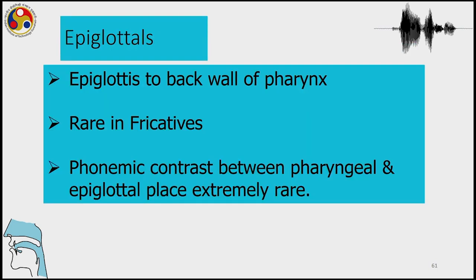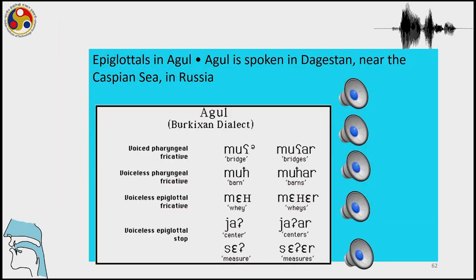Epiglottal. So these sounds which are produced towards the back of the mouth, where the epiglottis makes a constriction to the back wall of the pharynx. These are called epiglottals, and they're rarely found in fricatives. And what is often not found is a pharyngeal and an epiglottal contrast. So these examples are from epiglottals in Agul. Agul is spoken in Dagestan near the Caspian Sea in Russia.